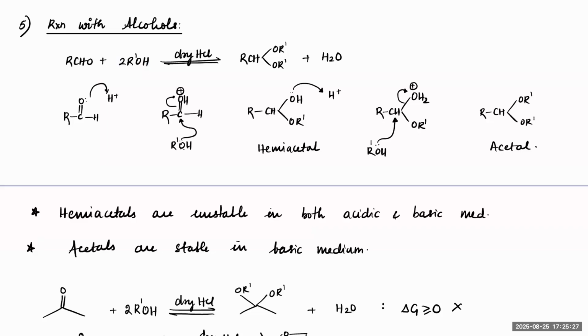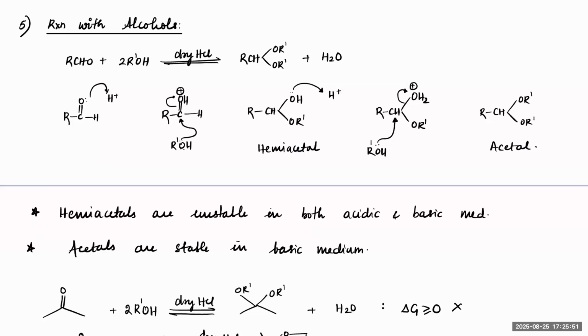As you push it further, this hemiacetal can also get protonated. It will become OH2 and leave, and that's when the second mole of alcohol can attack. So eventually that will form OR' and OR'. This is called acetal. What are we getting? We are getting the hemiacetal and acetal forms.